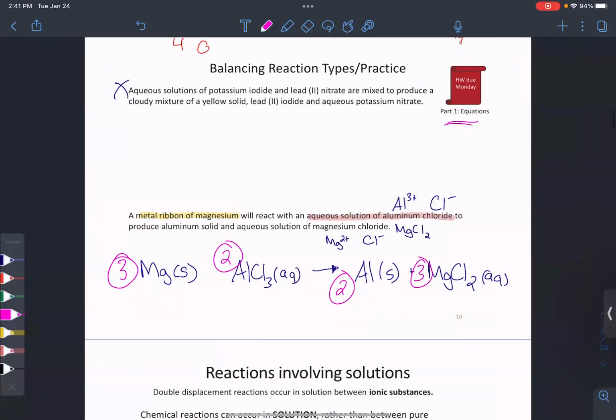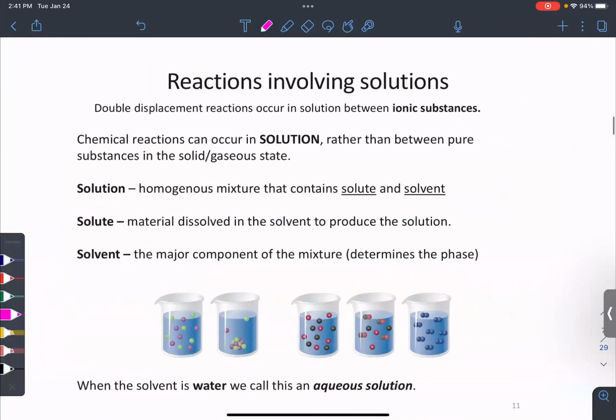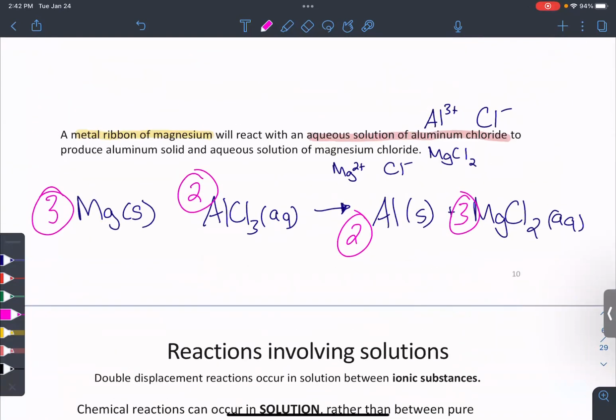All right, so equations is due on Monday, balancing stuff and whatnot. Okay, so with that last question, the reaction involved an aqueous solution. We did the combustion reaction with methanol, ethanol. The states of matter were liquids and gases. What makes this last question a little bit different is we had solids in an aqueous solution.